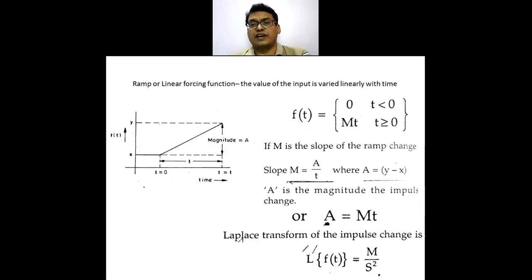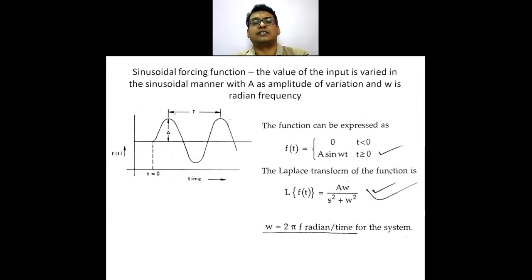M upon s square. Then the fourth one is the sinusoidal forcing function. The value of the input is varied continuously in a sinusoidal manner with A as the amplitude of variation and omega as the radian frequency. Now coming to the graphical representation.